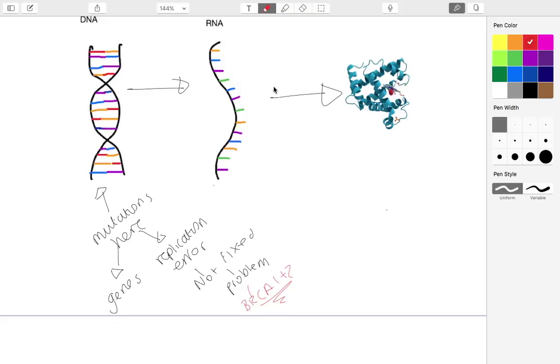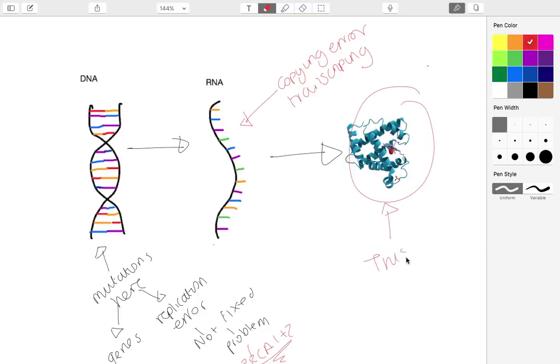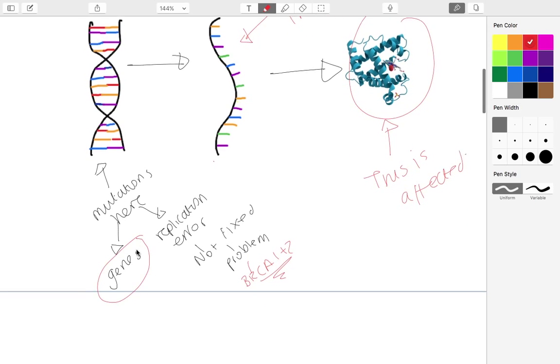We also have mutations at the RNA level, so this would be a copying error. RNA polymerase hasn't checked properly, and so instead of transcribing this correctly, we get a transcribing error. And in turn this obviously heavily affects the protein. So we can have errors at several levels. Now I'm not going to really be looking at errors at the mRNA copying level. I'm really going to be looking at your genetic errors, as it were. So we're going to be looking at genes.